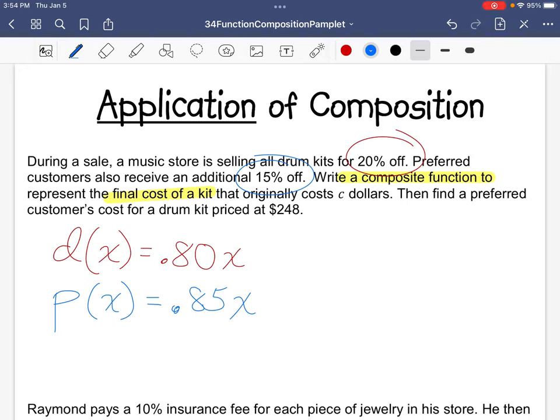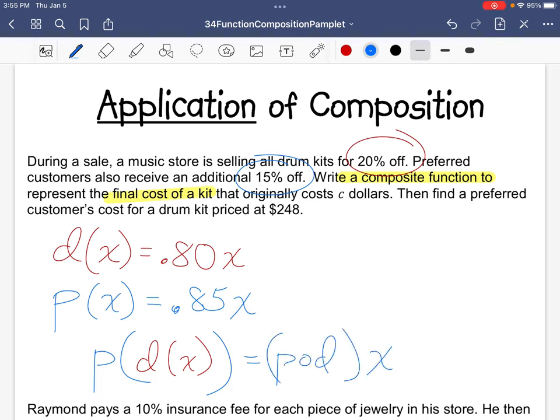So, what's the first discount? That's right, it's the D. What's the second discount? It's the P. P of D. P of D of X. That's your discount equation, or that's your function composition of the discount equation.